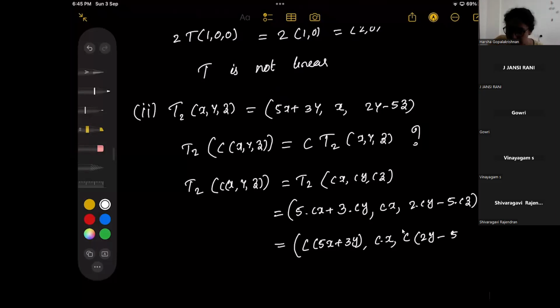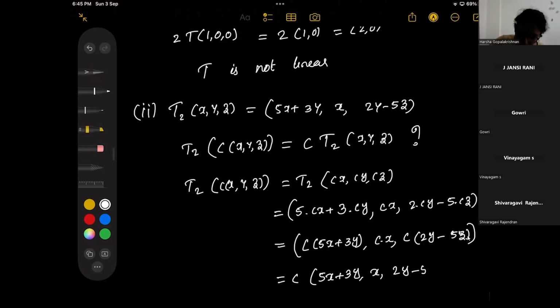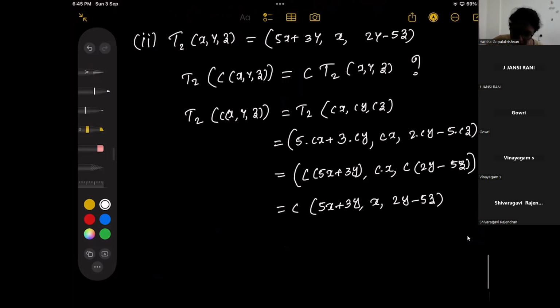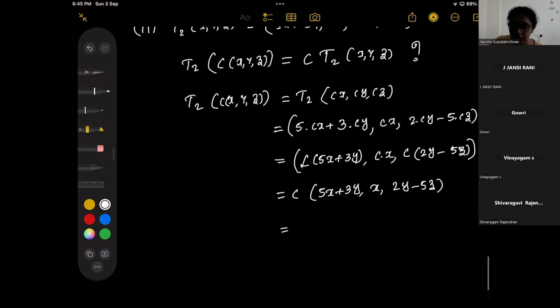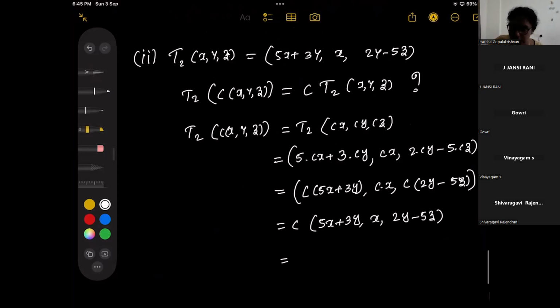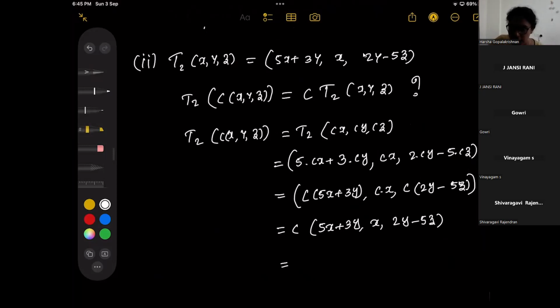Again, C is there in each coordinate, so we can take C outside: 5x plus 3y, x, 2y minus 5z. What is this? This is T2 of x, y, z. So we can write it as C times T2 of x, y, z. We have taken the C outside here, so this condition is satisfied.